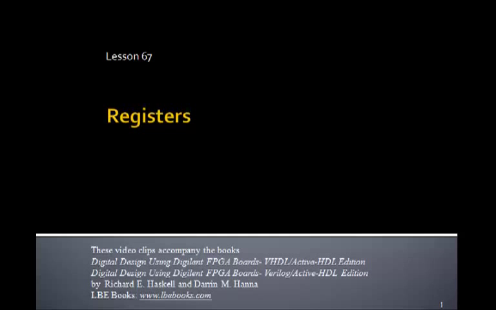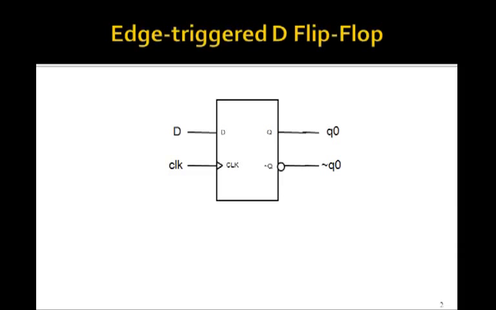This is lesson 67 on registers. Here's the block diagram for the edge-triggered D flip-flop that we talked about in the last few lessons. You remember that D and clock are the inputs, and Q0 and not Q0 could be the outputs. And on the rising edge of the clock, D goes to Q. That is, Q0 gets whatever D is on the rising edge of the clock.